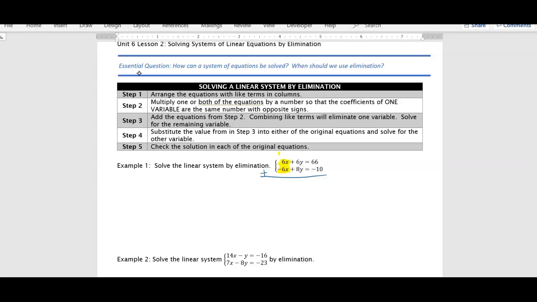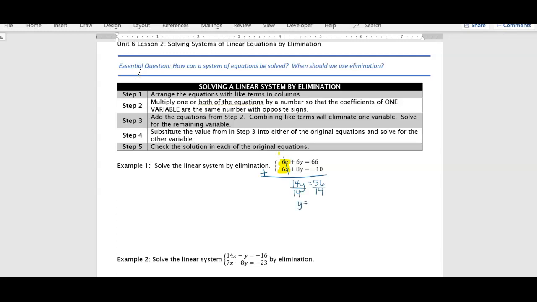Okay, so the 6x and the negative 6x cancel when I add these two equations together, and then I can go to the y's. I have 6 plus 8, which is 14y, and then I would add the two numbers that they equal, so 66 plus negative 10, and that gives me 56. So what I can do here now is I could solve for the y value by dividing each side by 14.